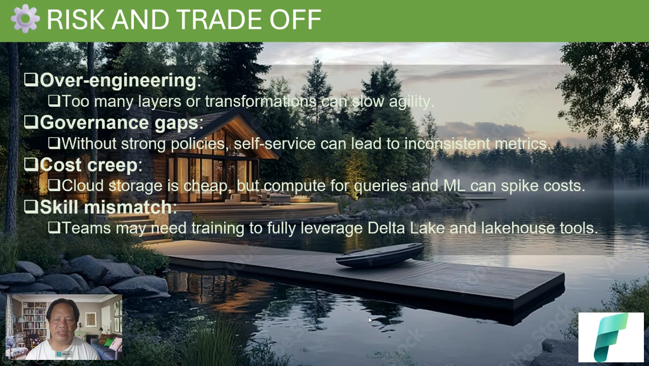Trade-offs: over-engineering, so too many layers of transformation can slow agility. Governance gaps: without strong policy, self-service can lead to inconsistent metrics. Cost creep: again, if you don't index or make use of your GPU wisely, and without a strong policy, the storage is cheap, but compute for queries and ML can spike cost.